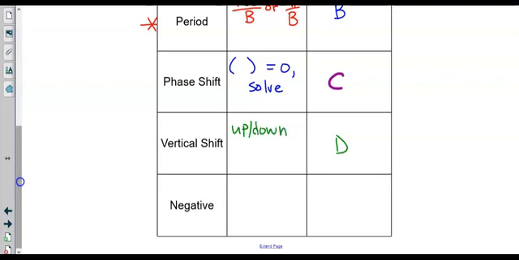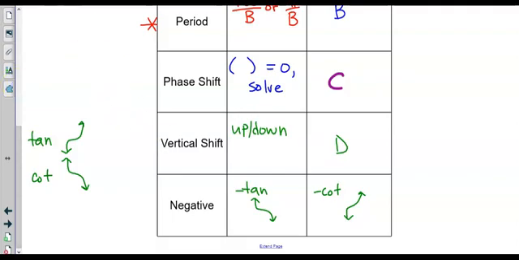And then in this one, you are going to run into a couple negative ones. So regular tangent without a negative is going to look like this. And regular cotangent is going to look like this. But if you have a negative tangent, it's going to do the opposite. And if you have a negative cotangent, it's going to end up looking like tangent. So if that ever happens, you're just reflecting it, turning it into the other one. Negative tangent would look like cotangent, negative cotangent would look like tangent.